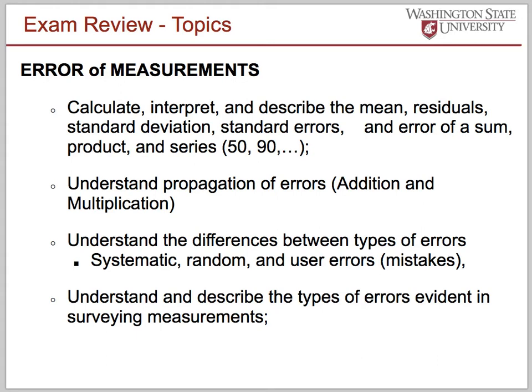Error of measurements. We talked a lot about the standard deviation and what that actually means. Make sure you know what standard deviation actually represents, and then using that with different elements. So the 50%, 90%, 95% errors, and what that means when we're talking about a confidence interval. When we're dealing with propagation of errors, this was an in-class exercise when we did the perimeter and area of a rectangle. How do we take errors with measurements of the sides and add those together for perimeter, or with multiplication for the area? How do you deal with those?